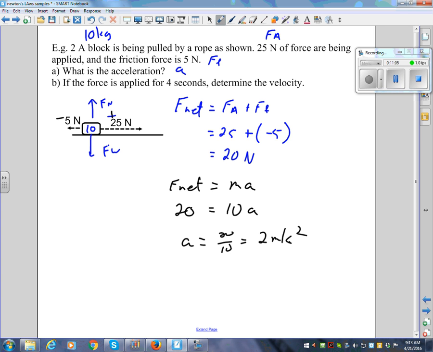That's your job, to come and say, Mr. Bennett, I need help with solving equations, because they're going to get a lot harder than that. 2 meters per second squared is acceleration. Now, with the force applied for 4 seconds, determine the velocity.